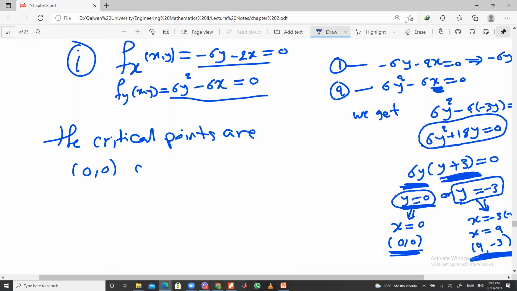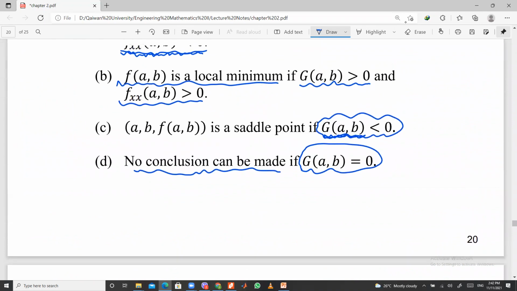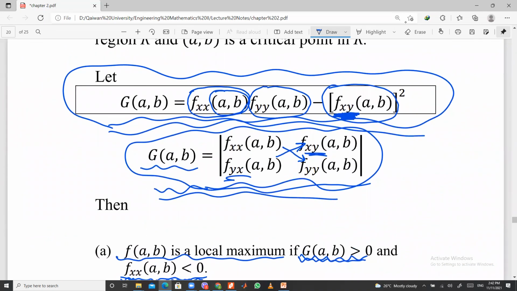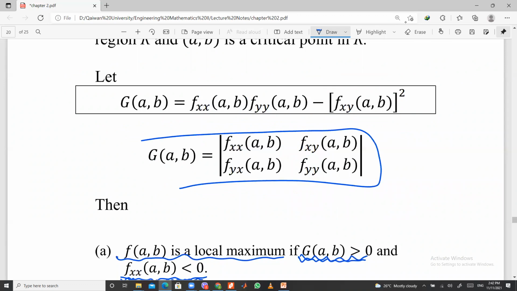0, 0, and 9 and negative 3. Here we have two critical points. For each of the critical points, we should find g. We should find g here. We should find g for each of the critical points.